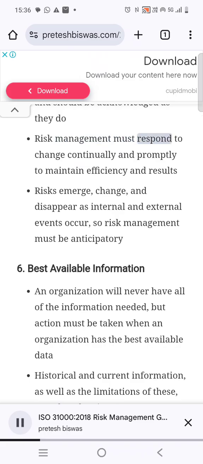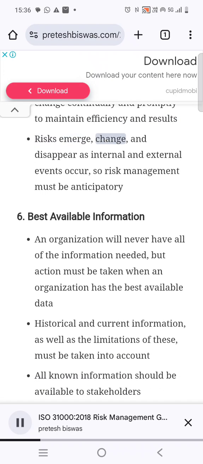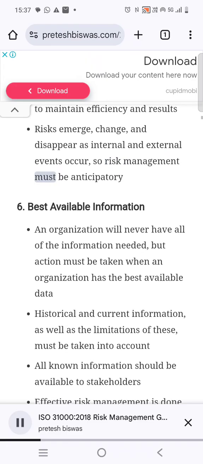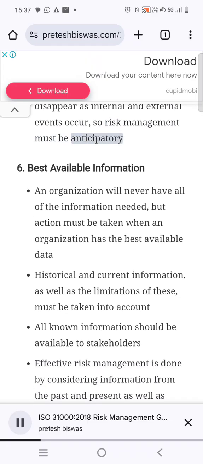Risk management must respond to change continually and promptly to maintain efficiency and results. Risks emerge, change, and disappear as internal and external events occur, so risk management must be anticipatory.